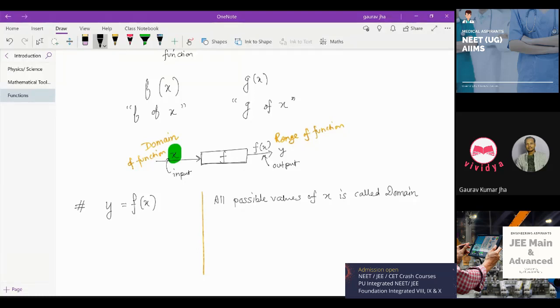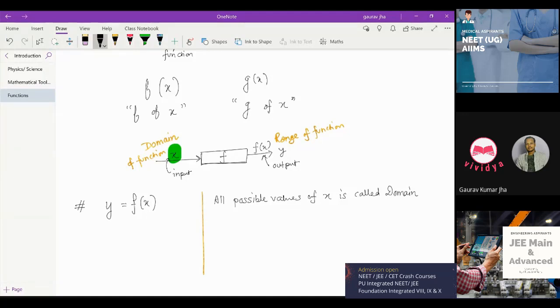Okay, suppose x can take values like 1, 2, 3, 4, 5. Then the domain is not 1, not 2, not 3. A domain is a set of values. So when you say domain, you say all the values of x, meaning 1, 2, 3, 4, 5, all. Think of it as a box, with balls in the box. Individual balls are fine, but when you talk about domain, you say all the possible balls are in the box. So the box is called the domain.